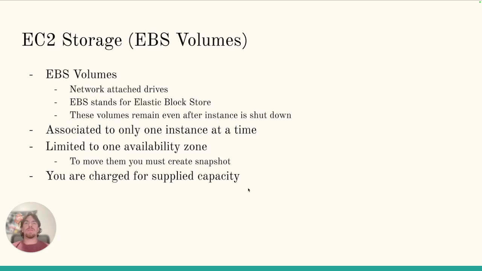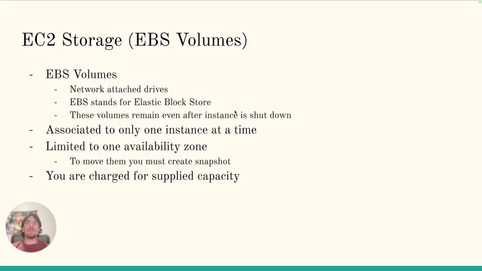Most EC2 instances use EBS volumes, which are network-attached drives, not hardware drives. EBS stands for Elastic Block Store, and the main advantage is that these volumes remain even after the instance is shut down. This implies that even if you end the virtual machine, your data is not lost.